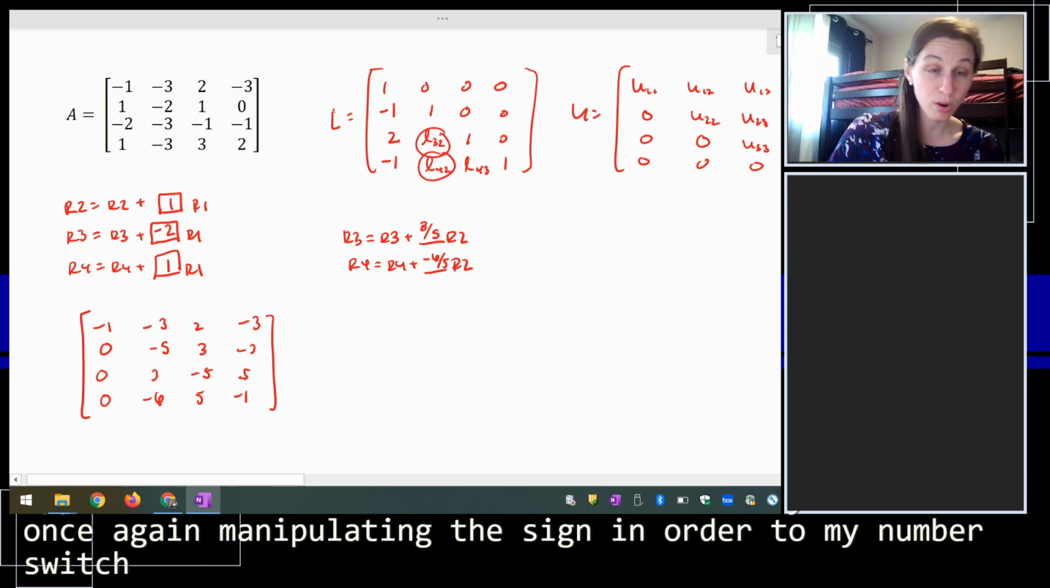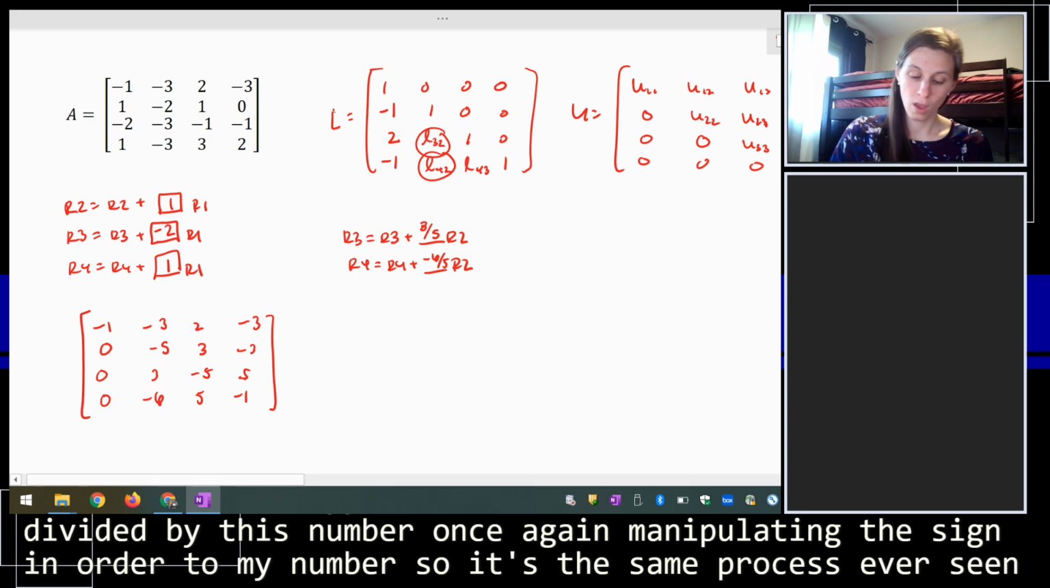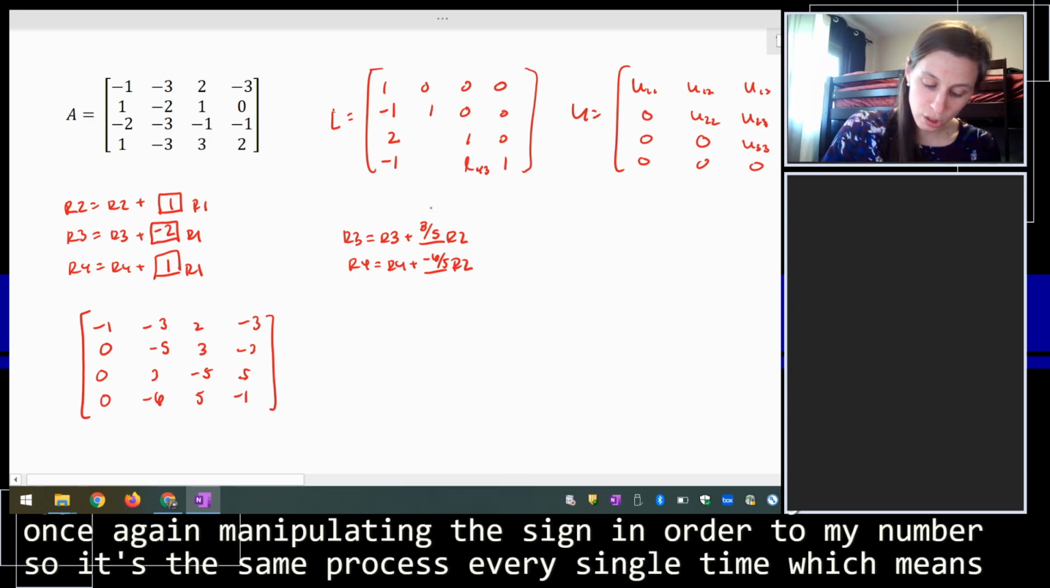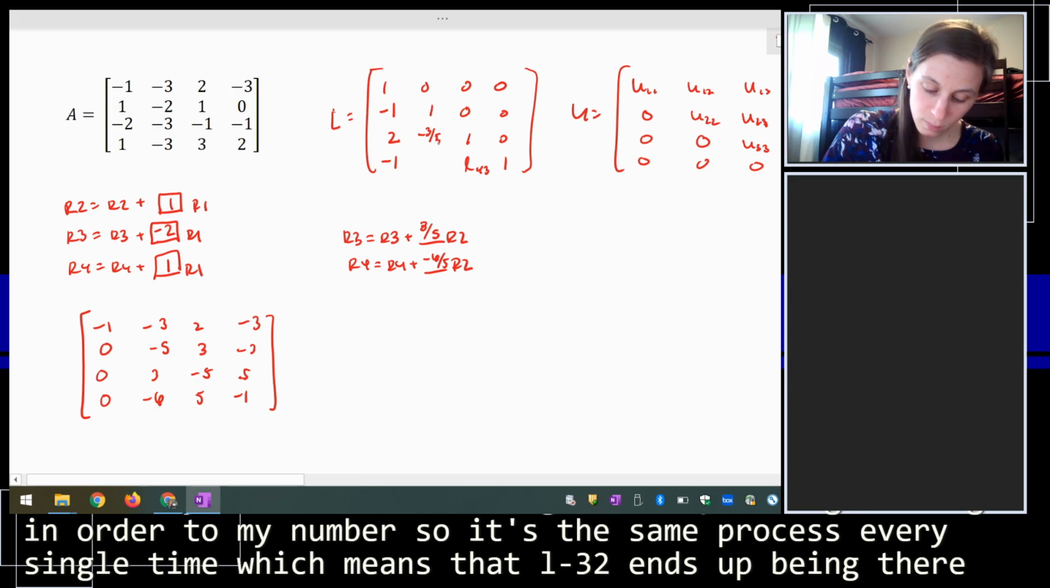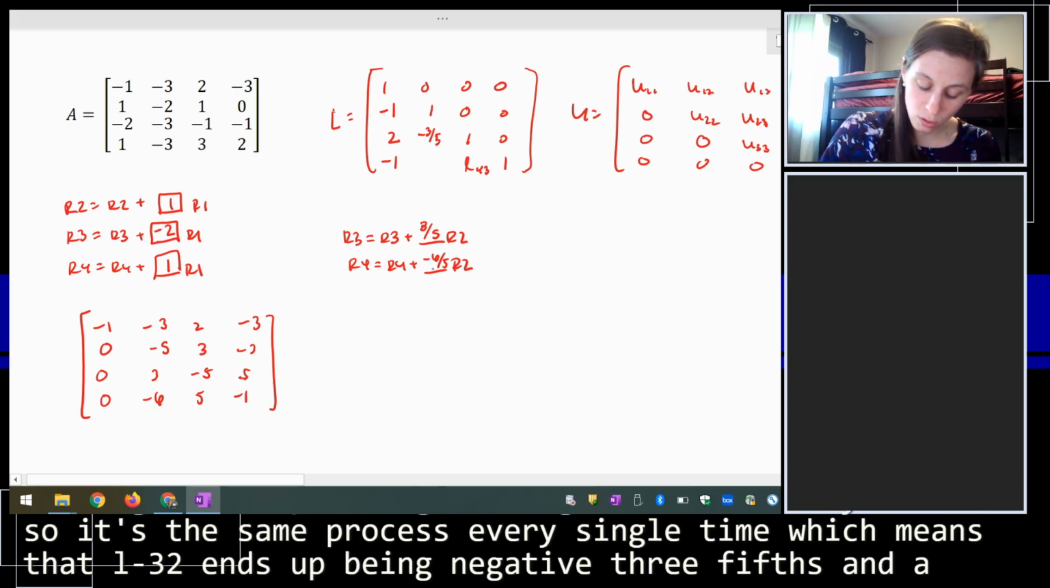So it's the same process every single time, which means that L32 ends up being -3/5, and L42 ends up being +6/5.